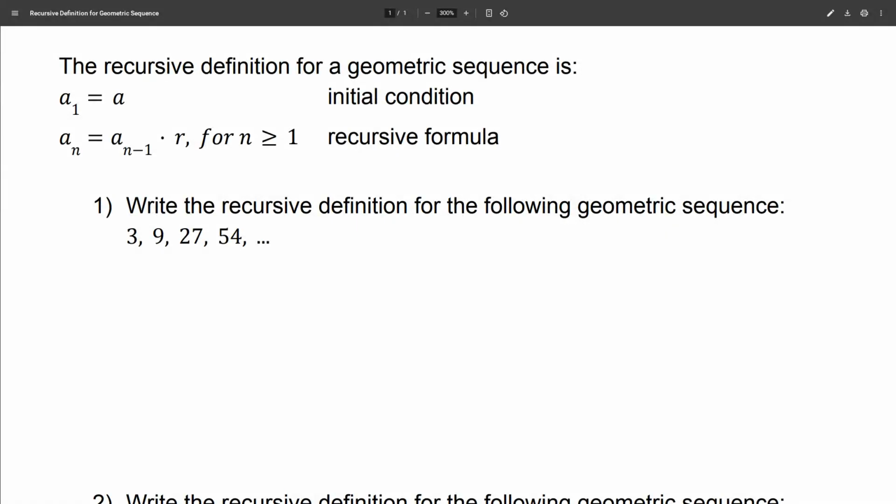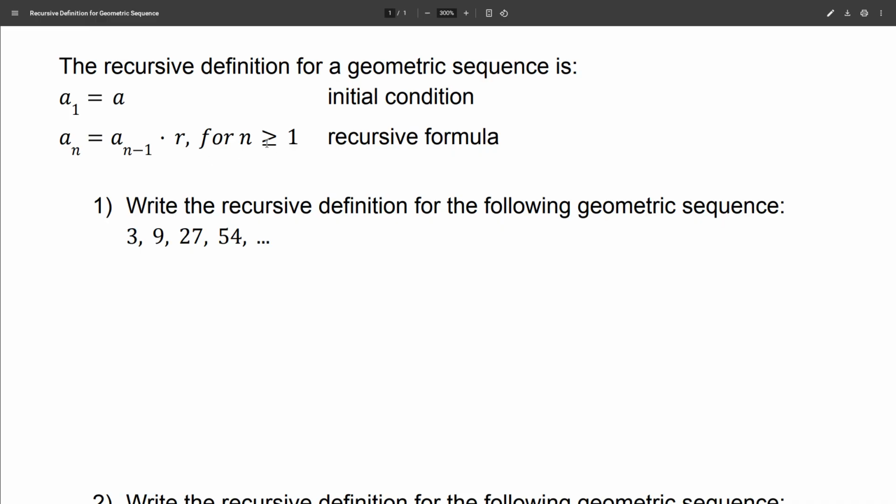In this video, we're going to look at writing recursive definitions for geometric sequences. So a recursive definition has two parts. The initial condition here, a sub 1 equals some amount a, and then the recursive formula, the nth term, a sub n, equals the term before it, a sub n minus 1, times r for n.